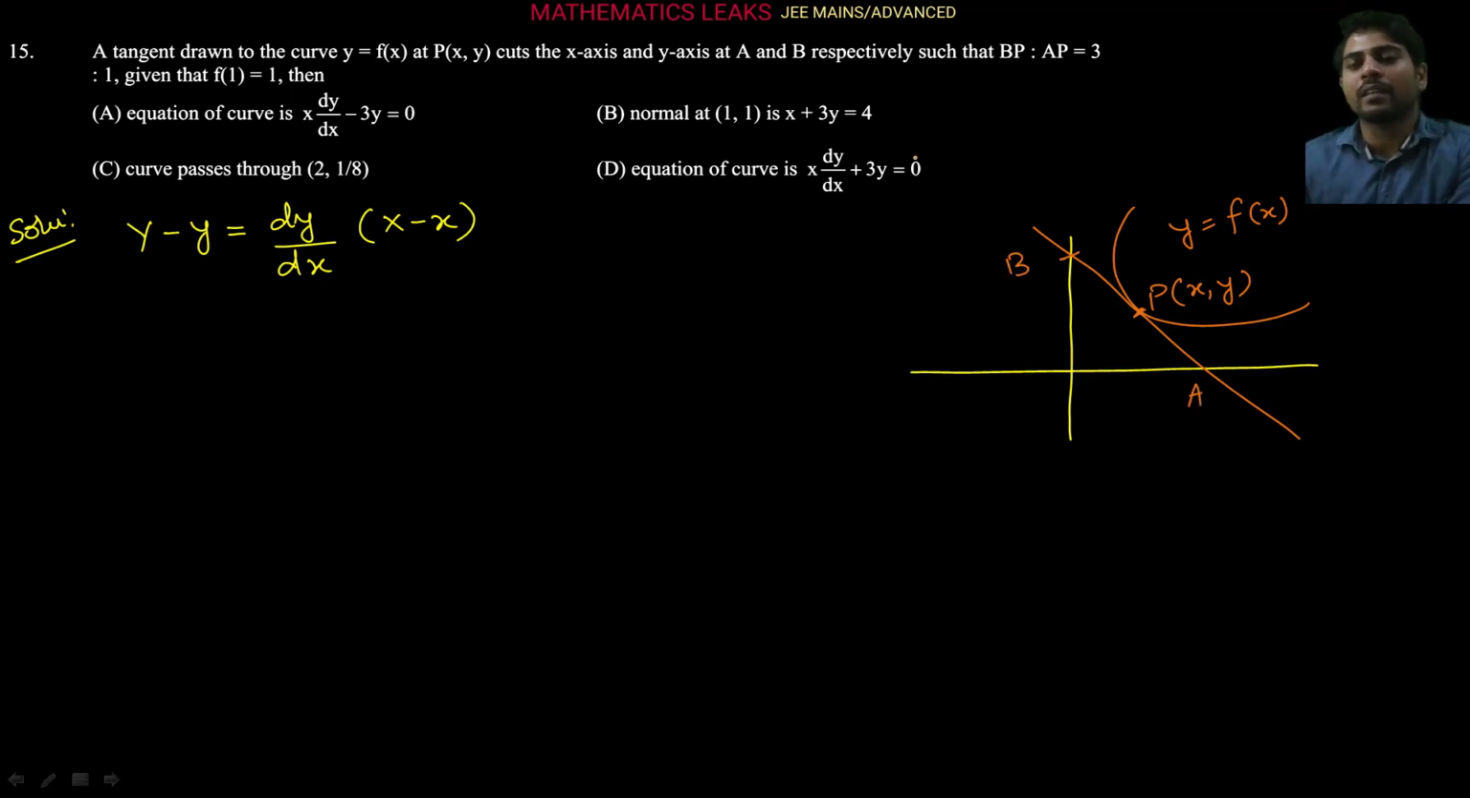And now it is given BP:AP is equal to 3:1, meaning point P divides the line joining AB internally in the ratio 3:1, right? So this is dividing in the ratio 3:1.